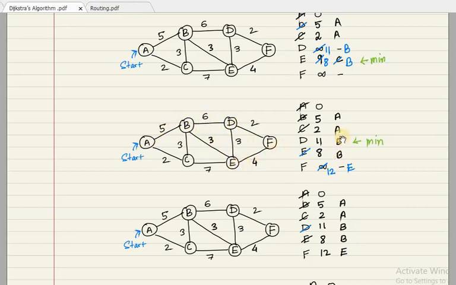To reach E, it was already 8. So plus 4, it is going to be 12. Earlier it was infinity because we never considered node F, but now we consider it. So of course 12 is less than infinity, so we are going to update it. And if you have to reach F via E, then of course the previous node is going to be E, and that's why we are also updating the previous node.